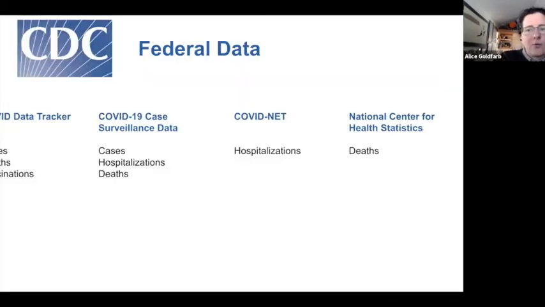So to start off, looking at the federal COVID-19 data, including race and ethnicity, which comes from several different places. Starting on the left, aggregate data from the COVID data tracker, case surveillance line data, COVIDnet, which has a sampling of data about hospitalizations, and then National Center for Health Statistics data sets that come from death certificates. And next slide, please.